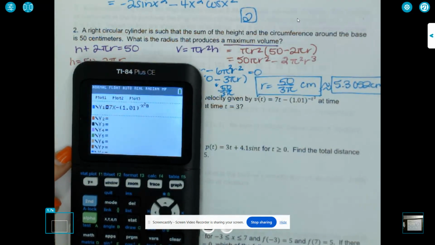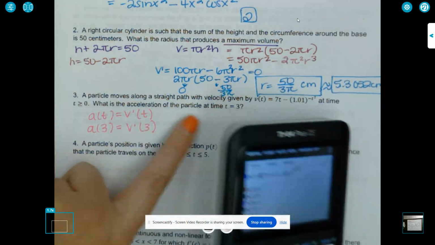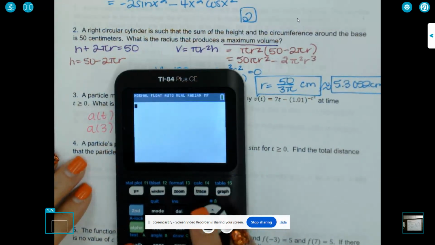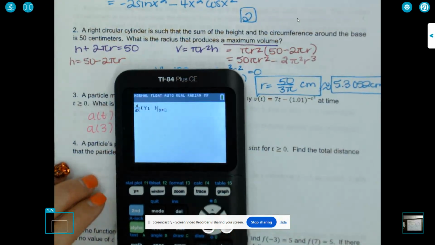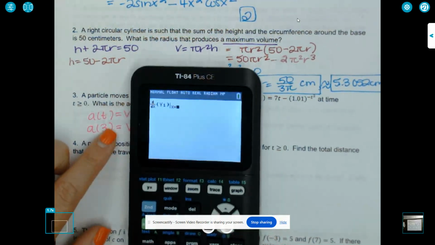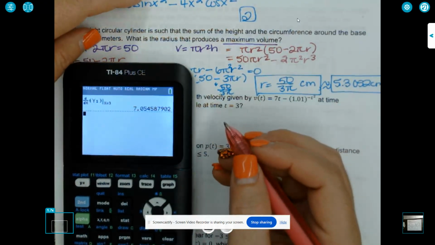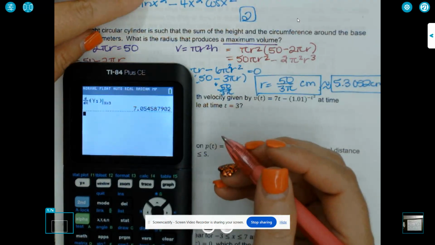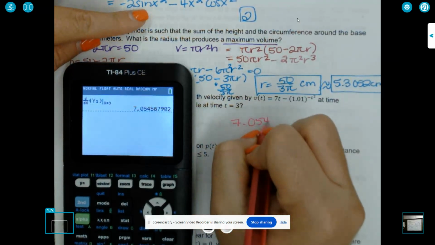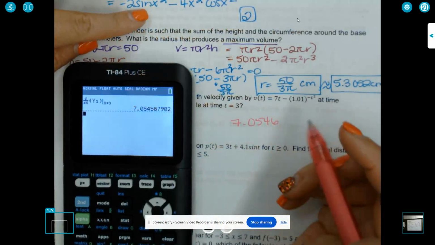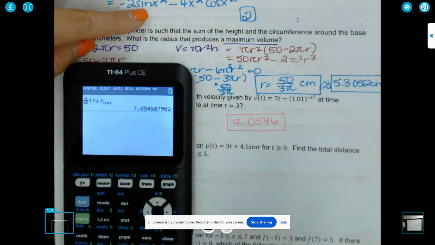So that's in y1, right? And then we want to know for the time equals 3. So I'm going to second quit. I'm going to math 8. I want dy dx of y1 at x equals 3. And we're going to get 7.0546. They didn't give us any units in here, so we are good to go.